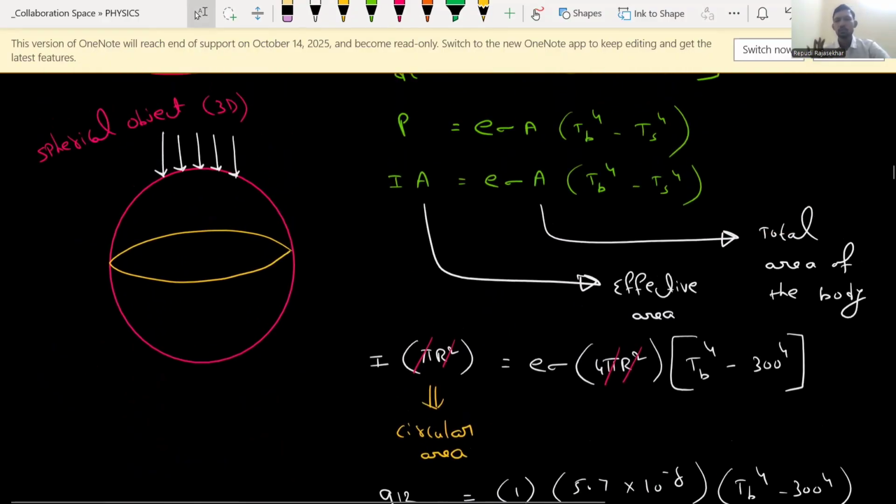This is a very direct question, but the entire question depends on nothing but the area. So the student has to analyze very carefully which area we need to choose. Intensity means only the effective area is to be taken, and exchange of radiation between the surroundings and the body means the total area of the object you can consider here.